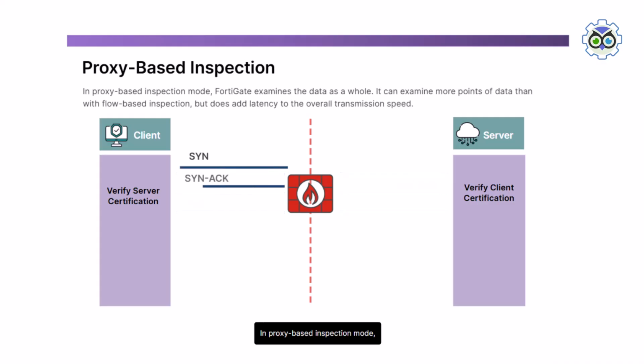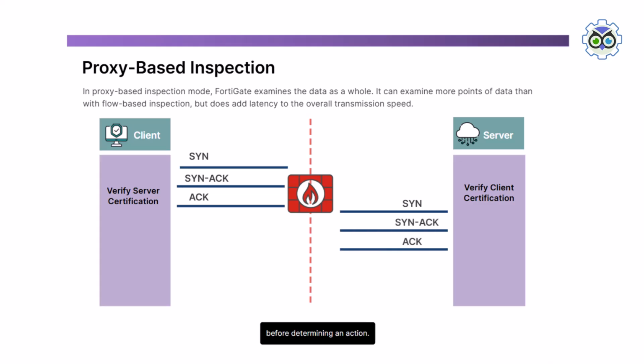In proxy-based inspection mode, FortiGate buffers traffic and examines it as a whole before determining an action. Because FortiGate examines the data as a whole, it can examine more points of data than it does when using flow-based inspection. But using this mode does add latency to the overall transmission speed. Proxy-based inspection is more thorough than flow-based inspection, yielding fewer false positives and negative results.